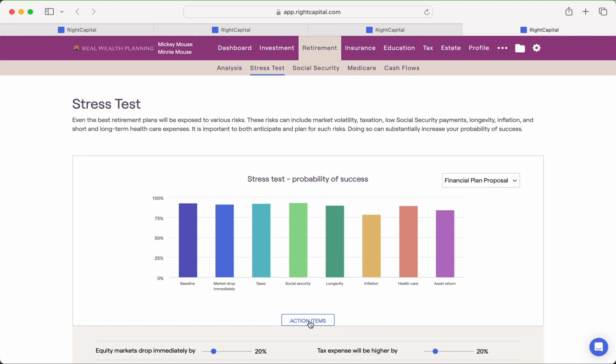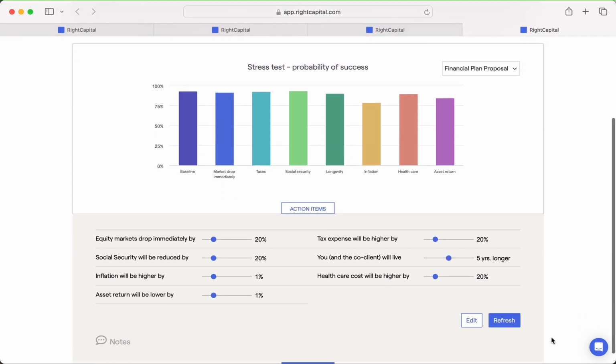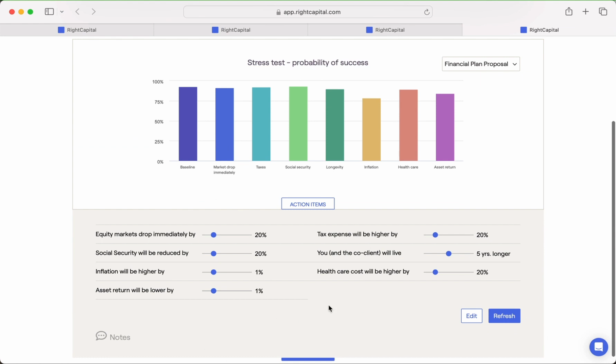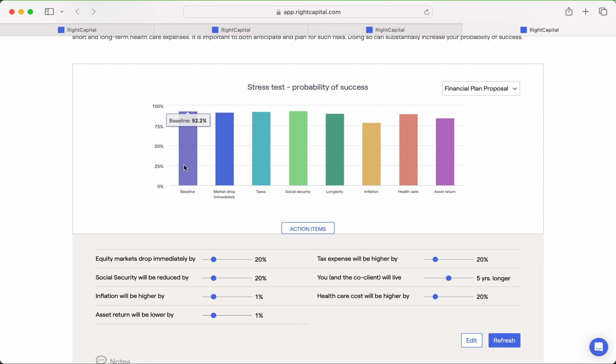What the stress test is helping us see is the likelihood of your financial plan succeeding in any of these adverse scenarios. We, of course, don't know if stock markets will drop immediately or if Social Security will be reduced or if inflation will be higher. And so we can change any of these sliders and see how that changes our plan.